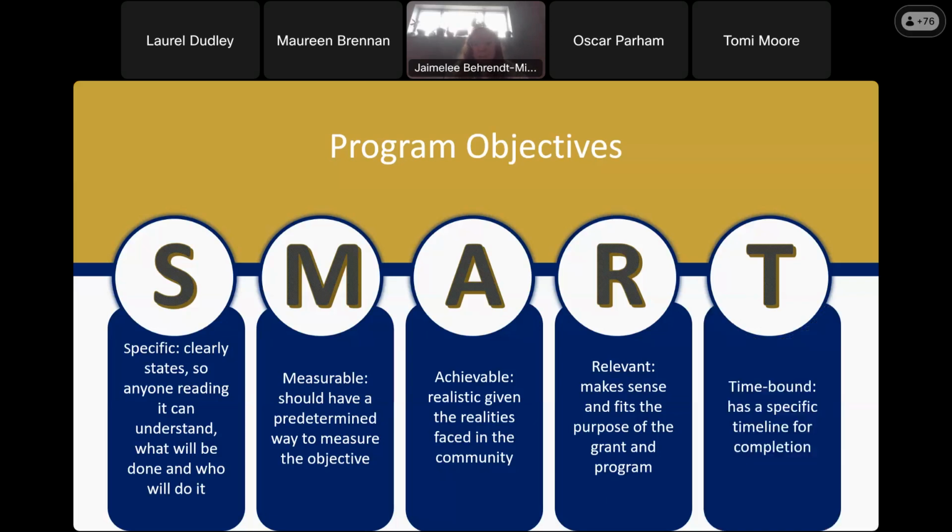And then the final piece of this is time bound. And that just means that we have a specific timeline for completion. And the nice thing about this grant, right, is that there is a specific timeline that you all follow. And so you already are time bound just based on when the grant is occurring. So as we're developing program objectives, we do want to think through this SMART model and make sure that the objectives are meeting each of these different letters.